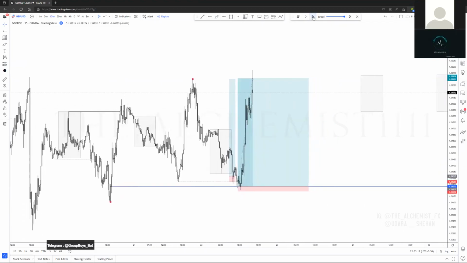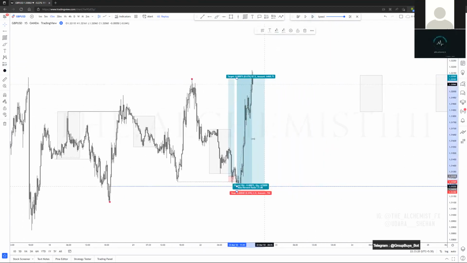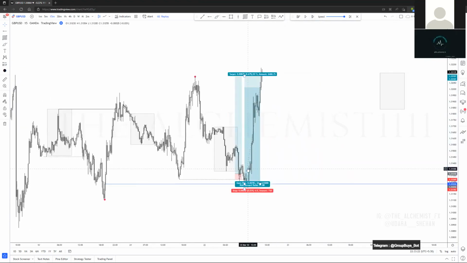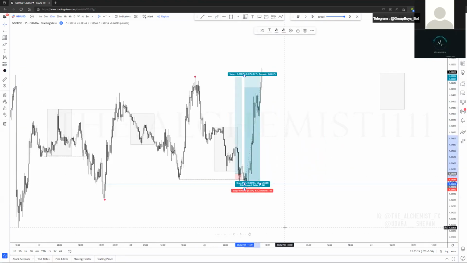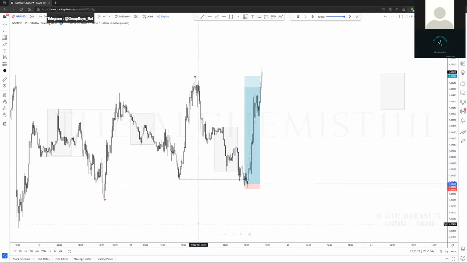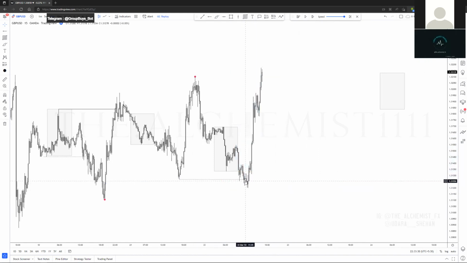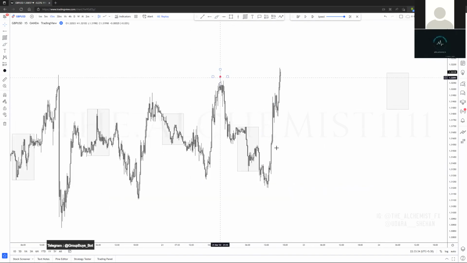Oh, nice. Cool. Done. Look how quick the move is. Timing was perfect. See, right at 11:30 p.m., the London Frankfurt session, we had that. Nice. Can you understand that example? I hope it's clear.